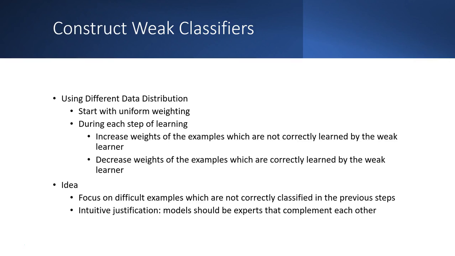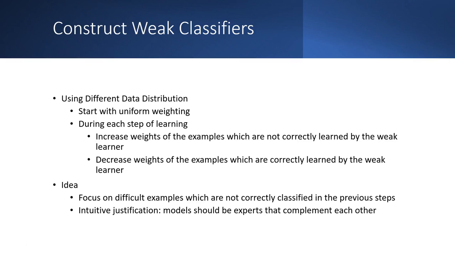So when you construct a weak classifier, you're going to use a different data distribution. You can start with uniform weighting, and then during each step, you can increase or decrease the weights of your examples depending on whether or not they were correctly learned. And the big idea is that you're going to focus on difficult examples which were not correctly identified in previous steps so that you can make your model better. And so the intuitive justification is that models should be experts that complement each other.